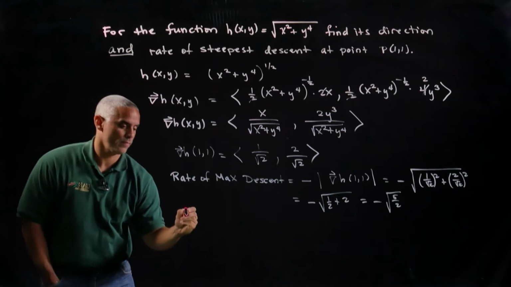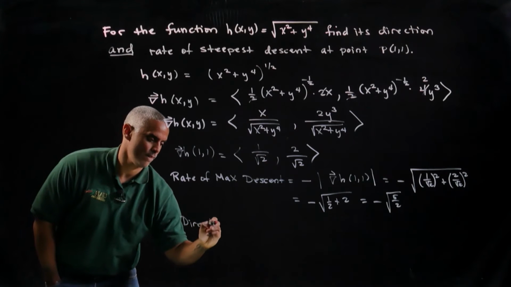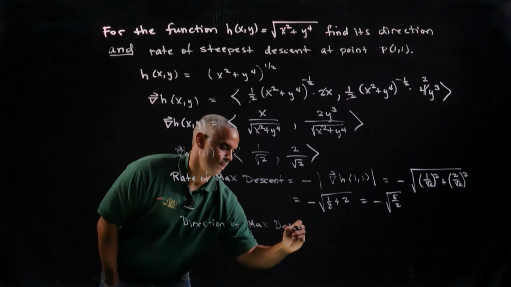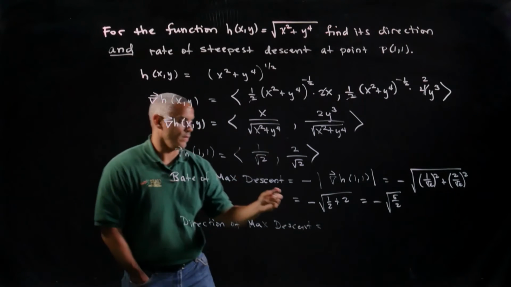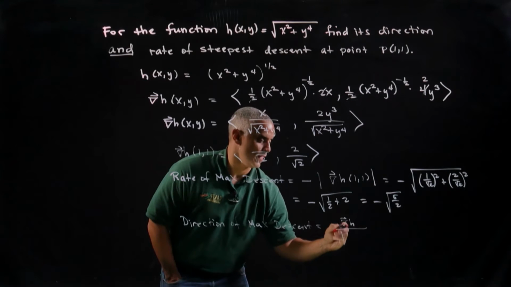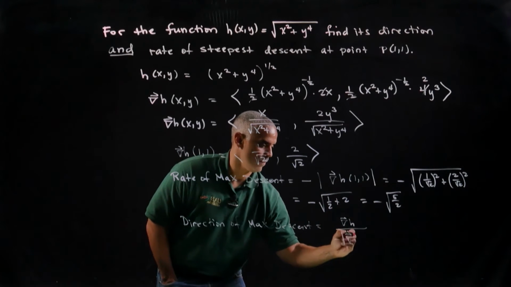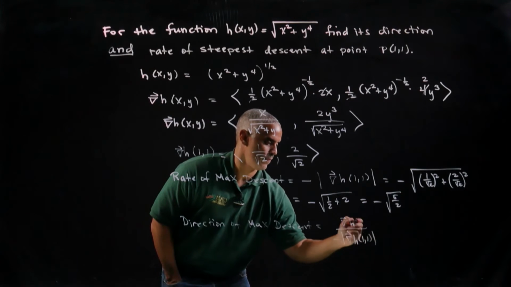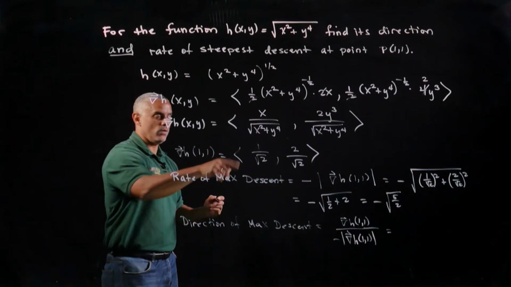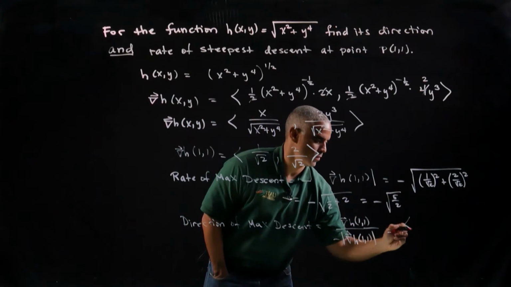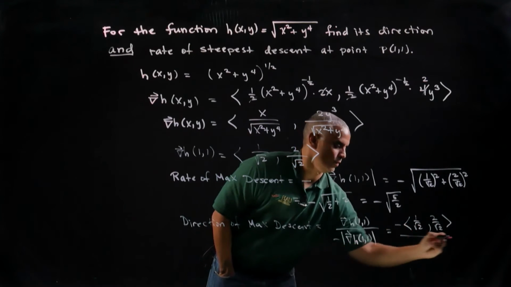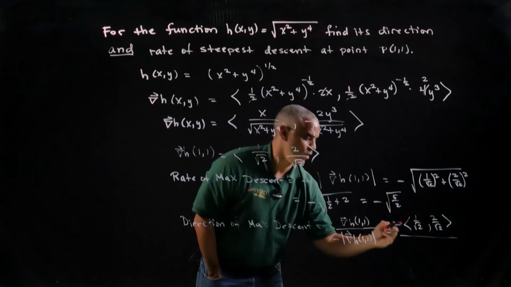And the direction of max descent, or steepest descent, is simply going to be the gradient of h divided by the negative of its magnitude. So I get the negative of the gradient of h at (1, 1). Same at (1, 1). Okay. So I'll just write 1 over root 2, 2 over root 2. Put the negative up top and divide it by root 5 over 2.